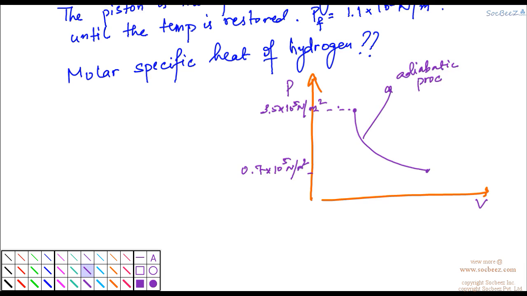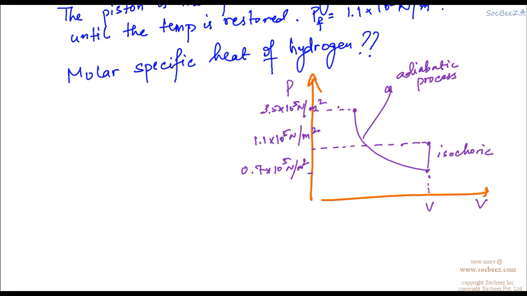Now the piston was fixed after that. That means the volume was fixed. So the next process is an isochoric process. And then there was an increase in the pressure to the final pressure 1.1 into 10 raised to power 5 Newton per meter square. Right. So this is the total scenario given to us. We have to find the molar specific heat of the gas.